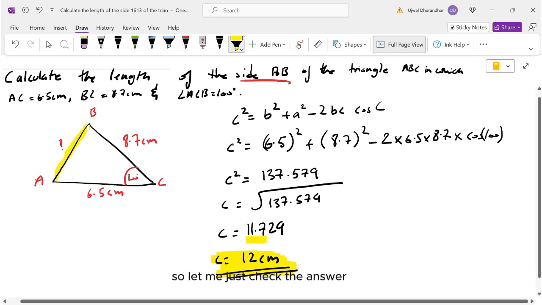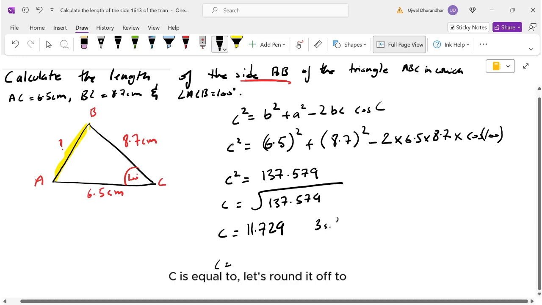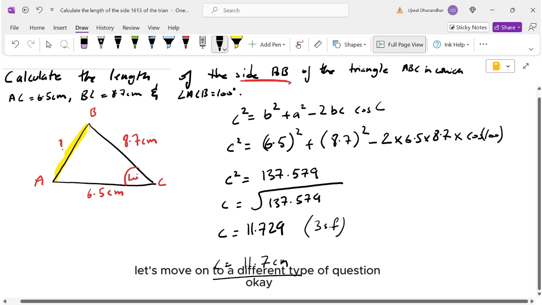So let me just check the answer. Yes, so basically they have just taken it to 3 significant figures, so we will also take it to 3 significant figures. C is equal to, let's round off to 3 significant figures, that will be 11.7 centimeters. Let's move on to a different type of question.